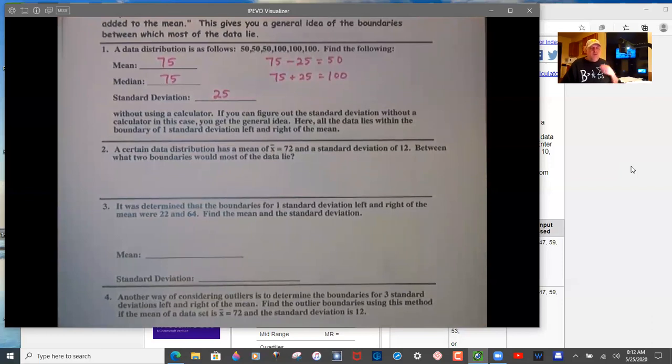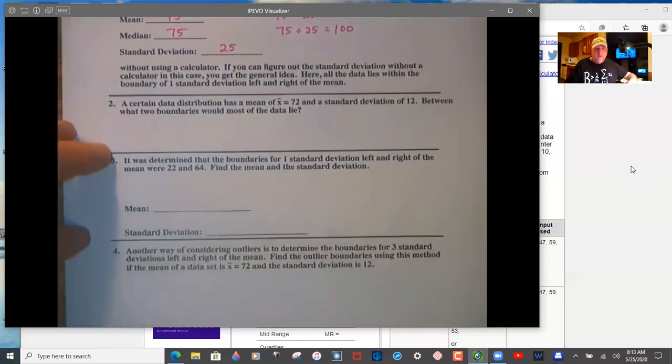The point with it is you subtract it from the mean and you add it to the mean a particular number of times, usually just once, although it can be twice and sometimes 3 times if you're trying to get outliers. And there's something with normally distributed data that you do it once, twice, and 3 times.